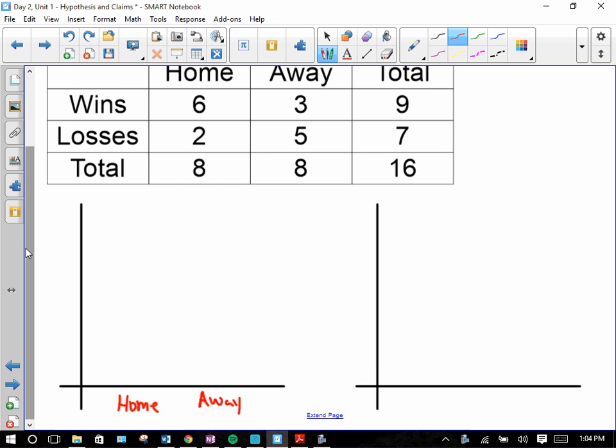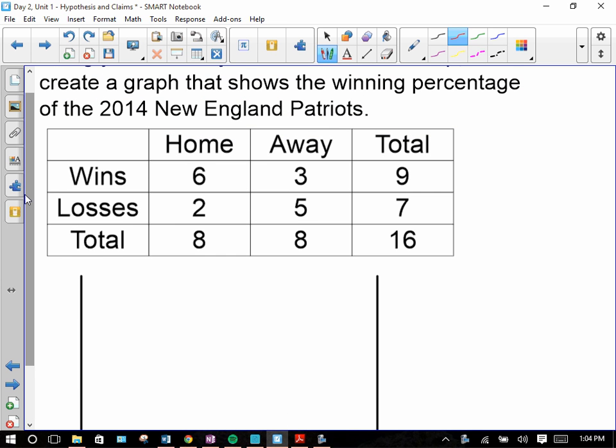So you need to know a couple things about home. You need to know the home winning percentage, home losing percentage. You need to know the away losing percentage and away winning percentage. Just as a quick refresher, how would you find out the home winning percentage? Just getting this information from the table.